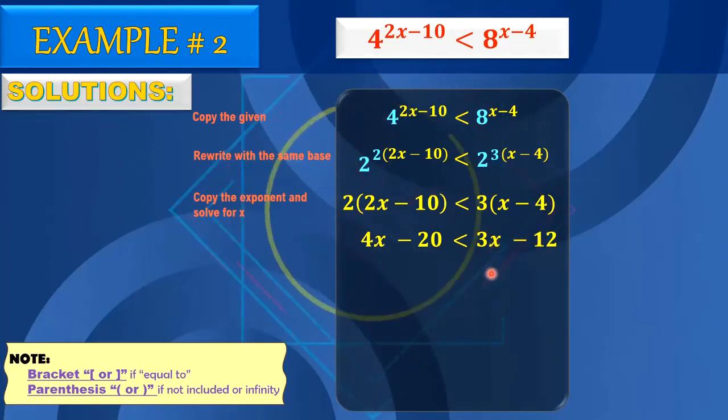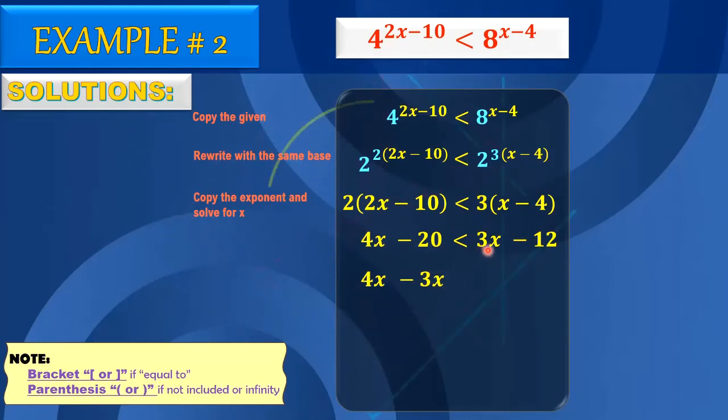So transpose 3x to the left side and negative 20 to the right side. So we have 4x minus 3x, and from negative 20 to positive 20 minus 12. Okay, simplify. We have x is less than 8. So the values of x are smaller than 8. So if we are going to show the set notation, we use parentheses because our inequality has no equal to. Therefore, this is the set notation for example number 2.